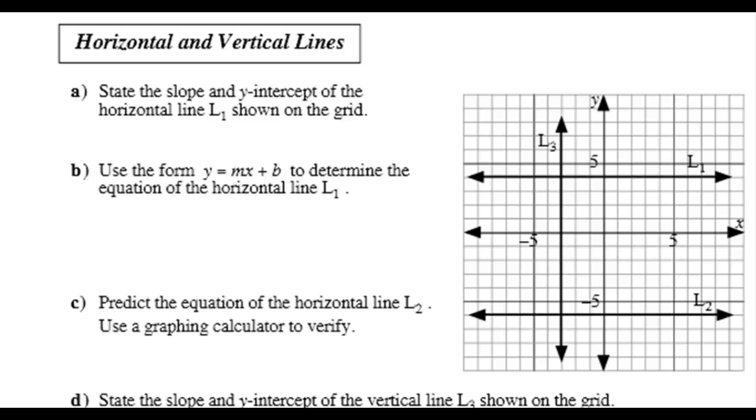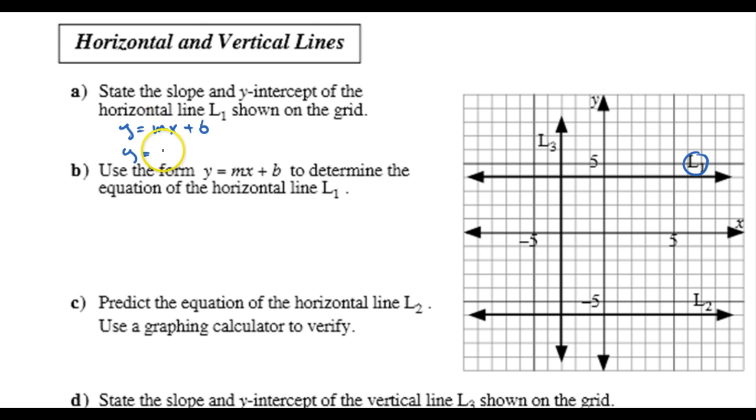Let's do a couple more questions. What about horizontal and vertical lines? Horizontal and vertical lines are a little bit different. Remember, the slope of horizontal lines is going to be 0, and the slope of vertical lines is going to be undefined. So say the slope and y-intercept of the horizontal line L1. So this is L1. So y equals mx plus b. Always start with that. What is the slope? Well, it's a horizontal line, so it's going to be 0.